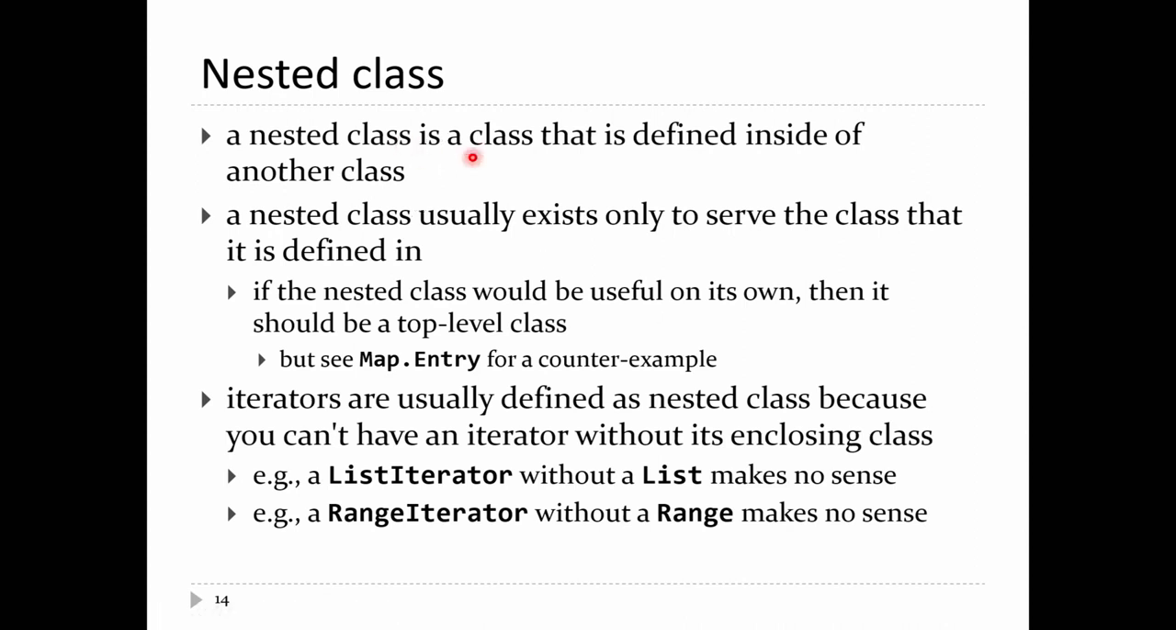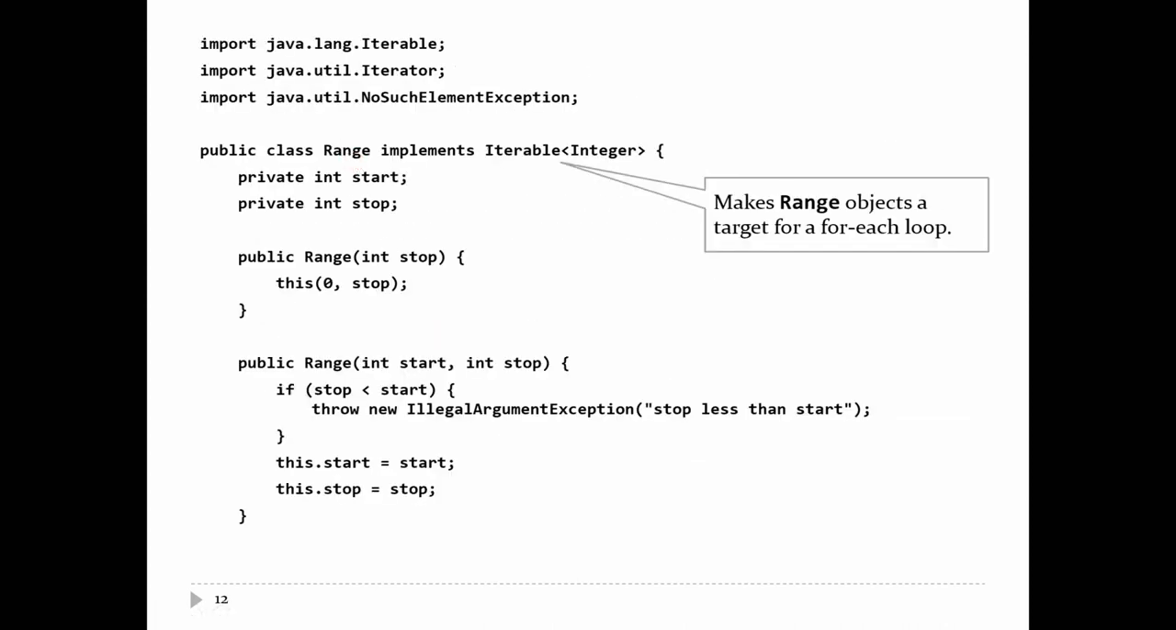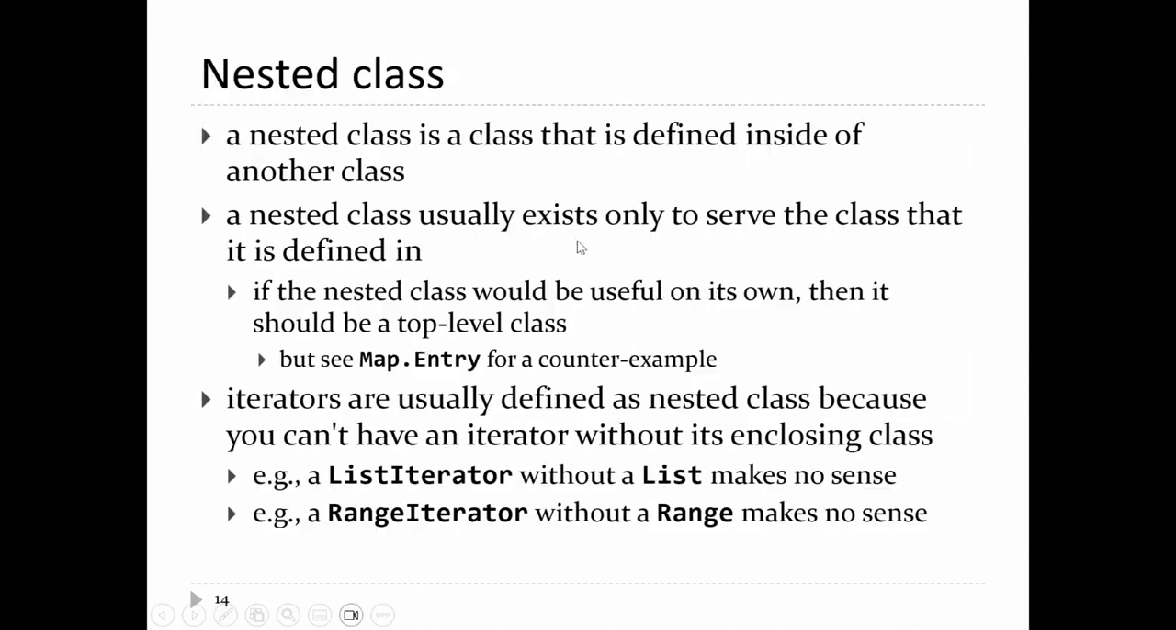A nested class is simply a class that's defined inside of another class. So range iterator is defined inside of range. The reason you do this is because a nested class usually only exists to serve the class that it's defined in. Range iterator is really only useful inside of the range class itself. There's no reason anybody would want a range iterator object just on its own. You need a range to iterate over as well. So the purpose of range iterator is to serve the range class that it's defined in.